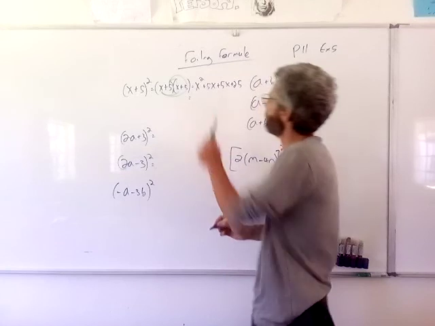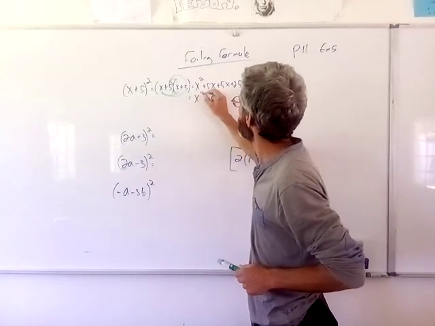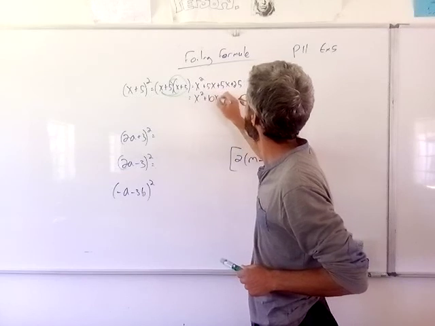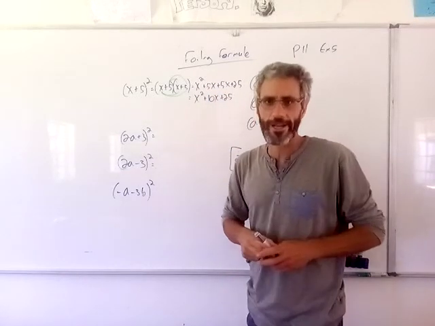But now I've got to see if I've got some like terms, and I do, 5x and 5x. So I'm going to write this x squared plus 10x plus 25. Now this is the long way, which I think all of you are comfortable with.